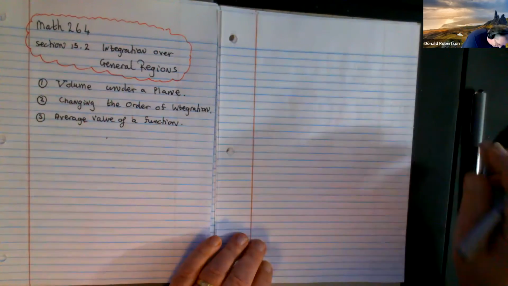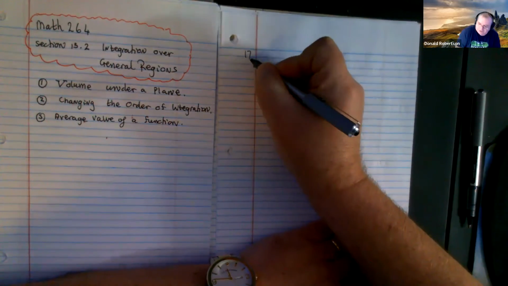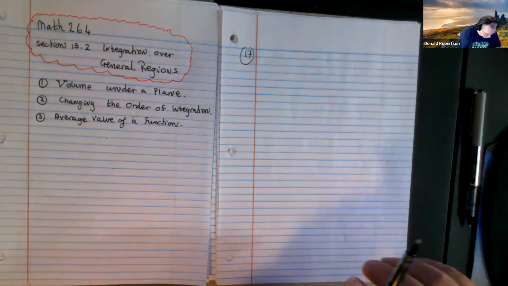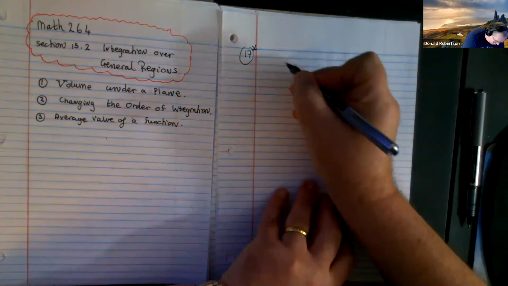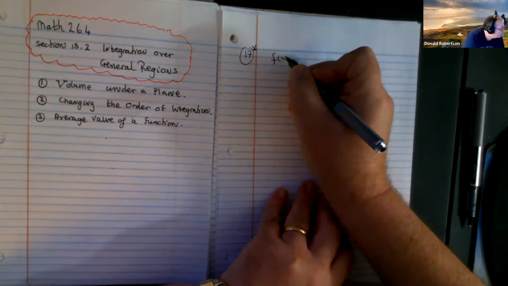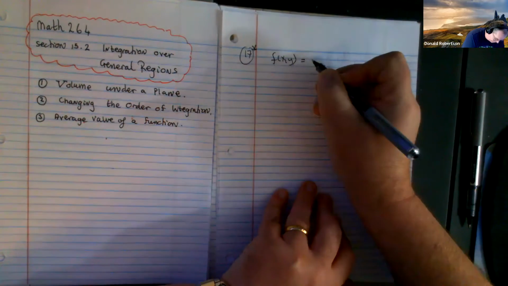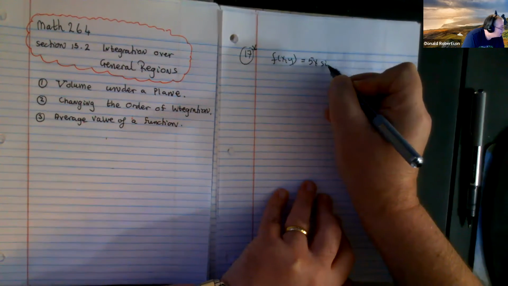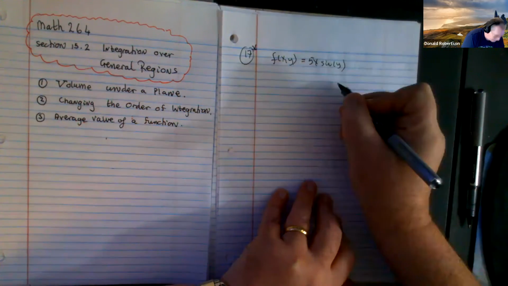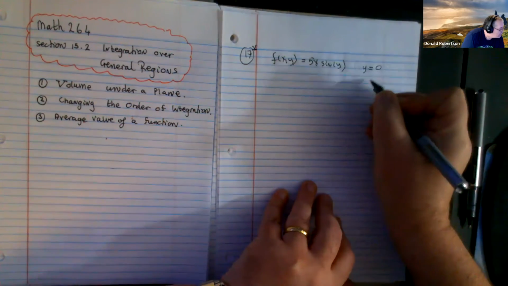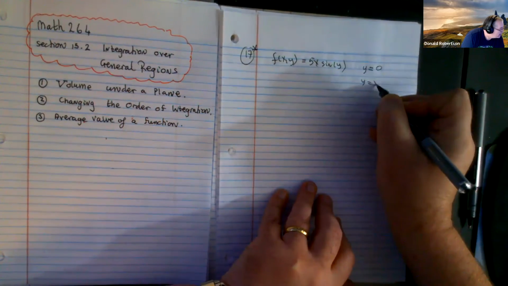Makes me happy. I'm going to do a version of 17 because that last one got really ugly because I made it up on the spur of the moment. Normally homework questions tend to be nicer. So we are going to find the average value of this function. And the information that we're given is that y equals 0, y equals x squared, and x equals 1.